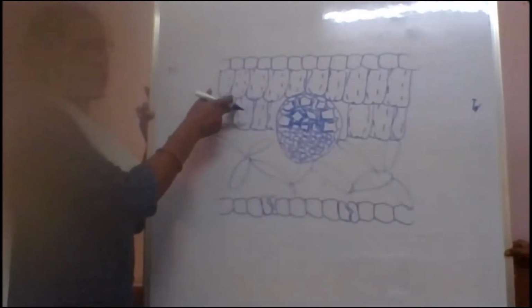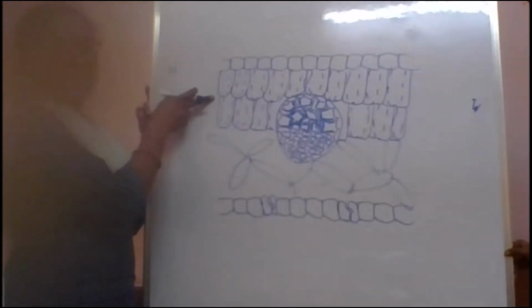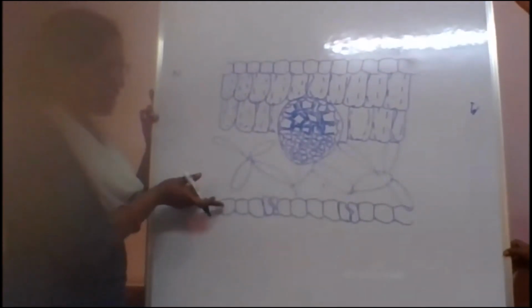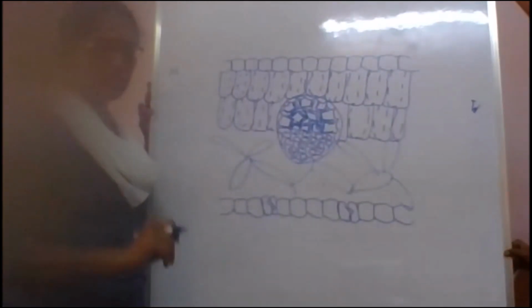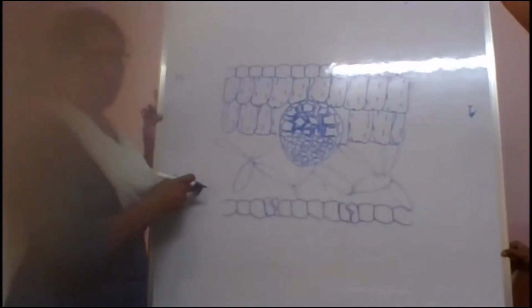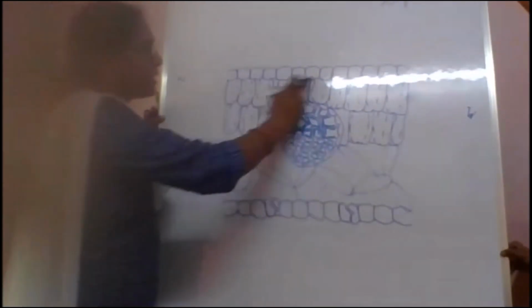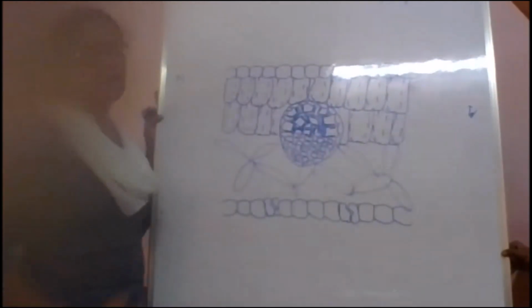So this is palisade parenchyma, spongy parenchyma. Palisade parenchyma are present just below the upper epidermis. Spongy parenchyma are present above the lower epidermis. Palisade cells are tightly arranged with less or no air spaces, and the spongy parenchyma is arranged with more air spaces. More chloroplasts are present in the palisade parenchyma. Fewer chloroplasts are present in the spongy parenchyma.